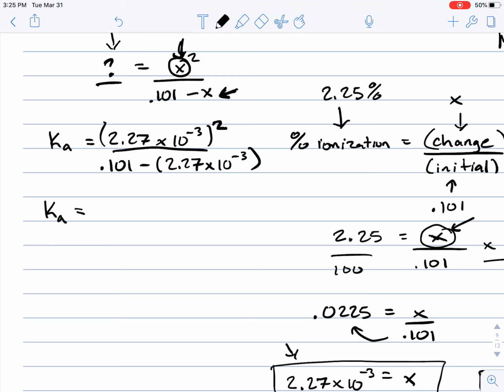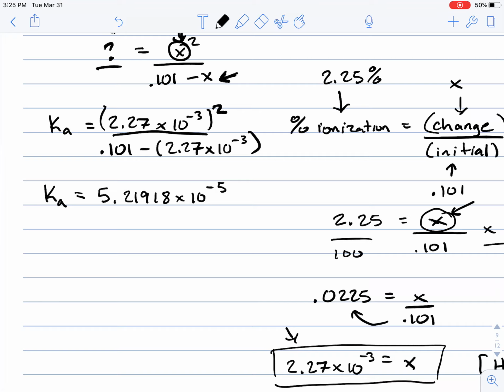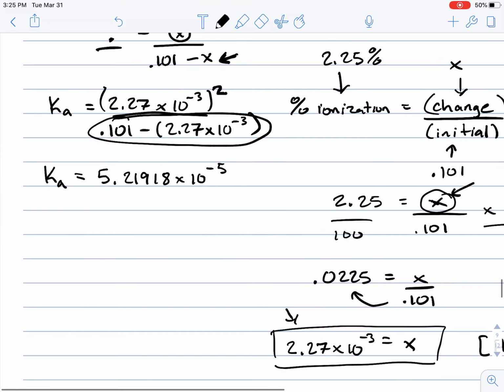If you plug in all of this into your calculator, you should get 5.21918 times 10 to the negative 5. And since there are 3 sig figs, we're just going to go ahead and report 3 sig figs. Actually, let's see here. Let's look at this operation first.